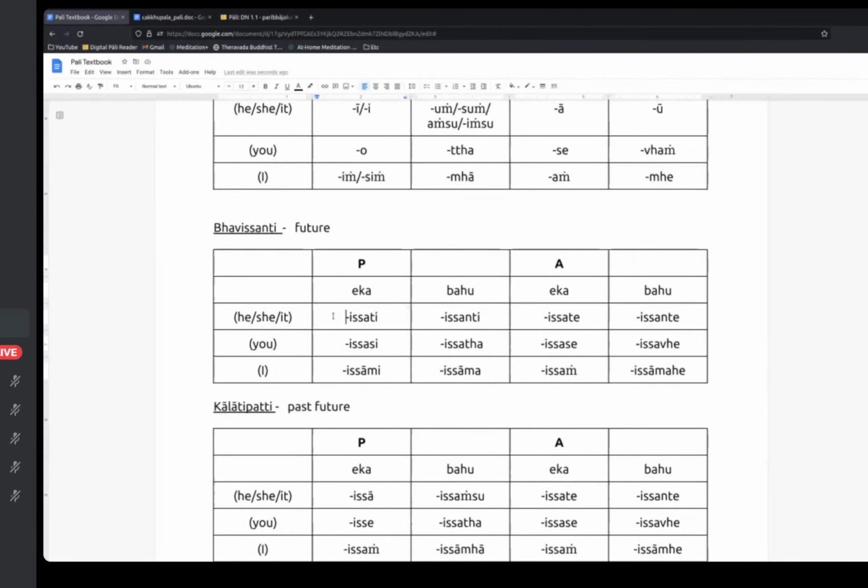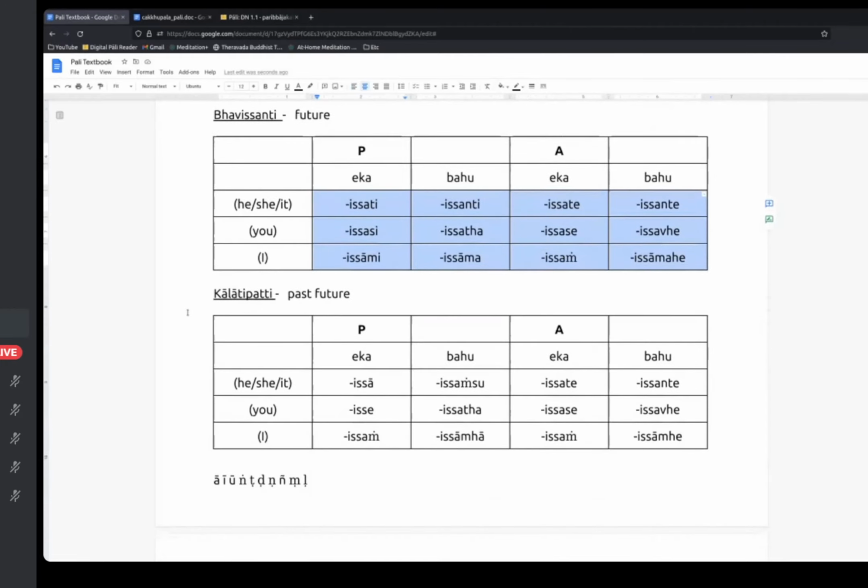And future, easy to recognize, it's just is, as I said. This is literally the present form, Vatamana, with is at the beginning. And Kaladipati is similar to Bhavisanti in that you use is, but you put some of the past tense endings on it.